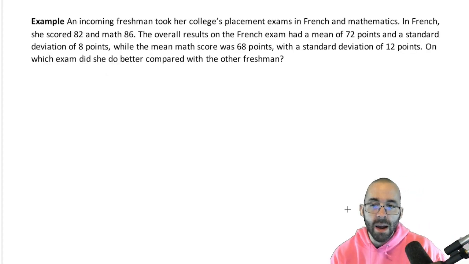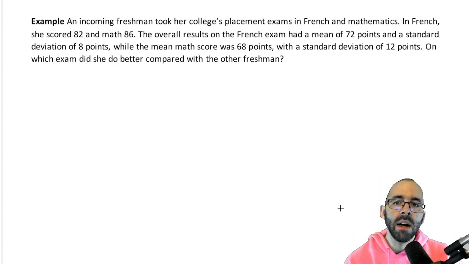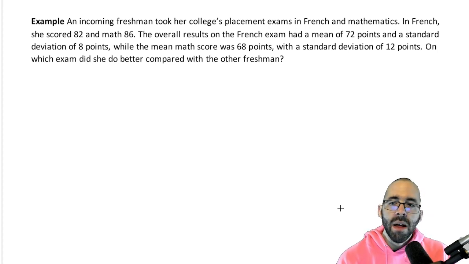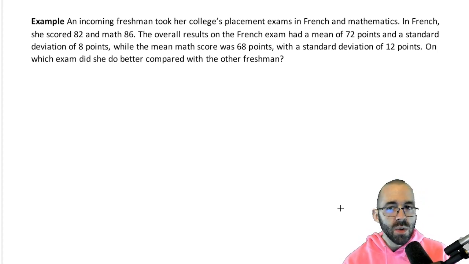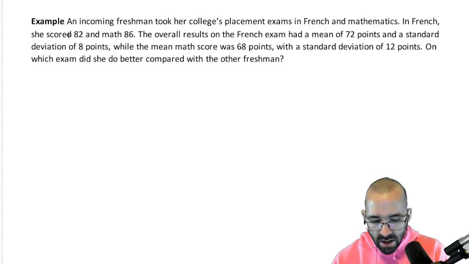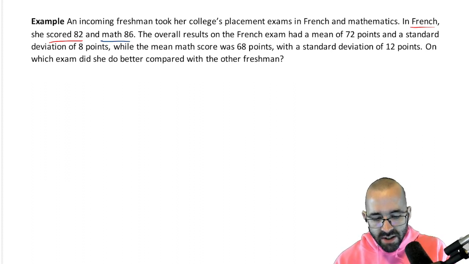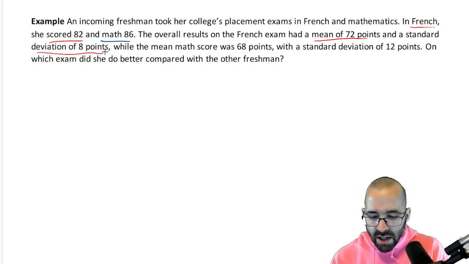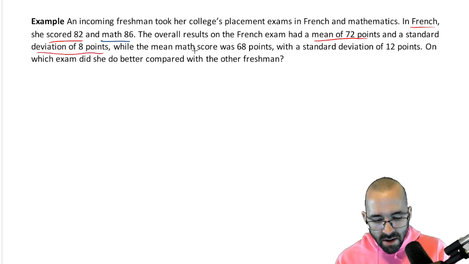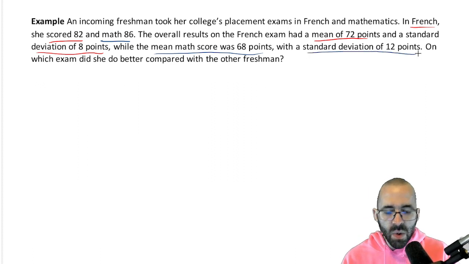Let's do one more example to finish off the unit. An incoming freshman took her college placement exams in French and mathematics. In French, she got an 82. Let's color coordinate. In math, she got an 86. The overall results in French were a mean of 72 and a standard deviation of 8, whereas in math, the mean was 68 and the standard deviation was 12.